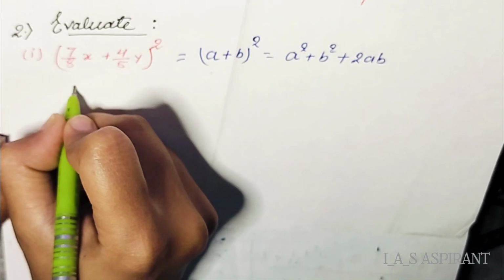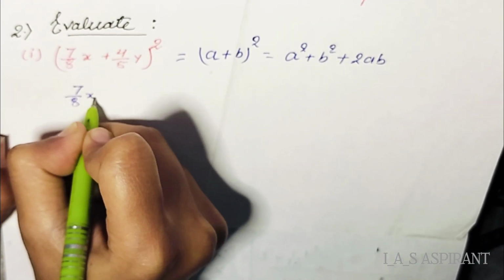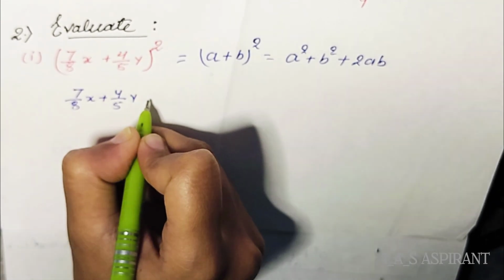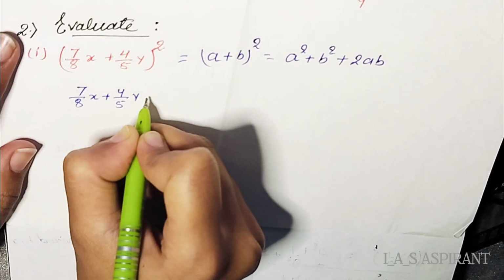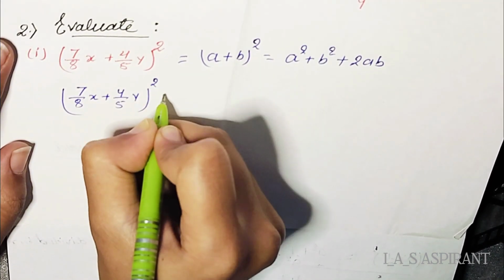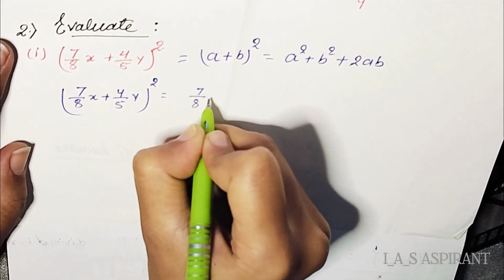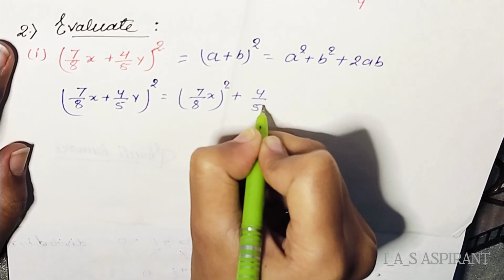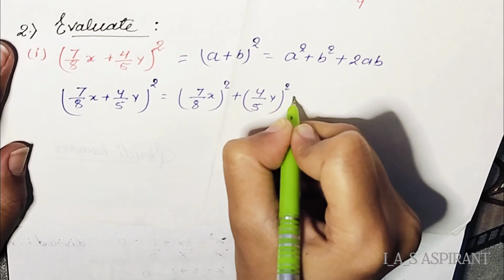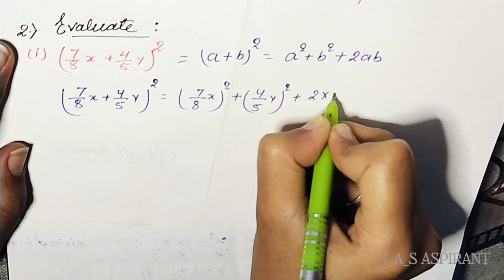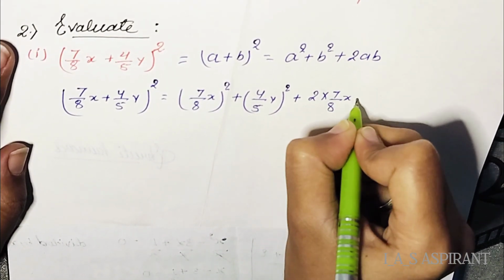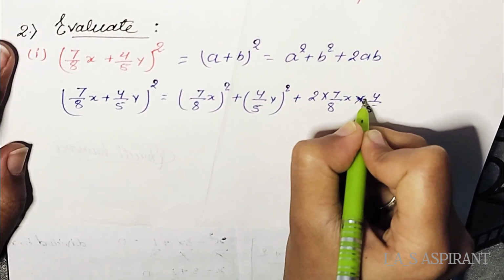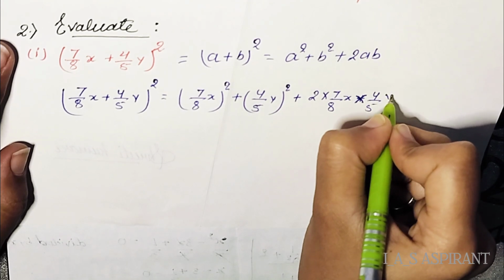(7/8 x + 4/5 y) whole square is equal to (7/8 x) whole square plus (4/5 y) whole square plus 2 into 7/8 x into 4/5 y. This is 2ab, so here we also multiply the 4/5 y.